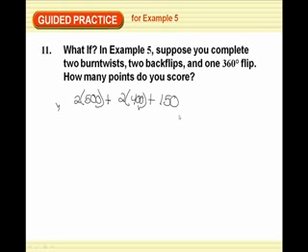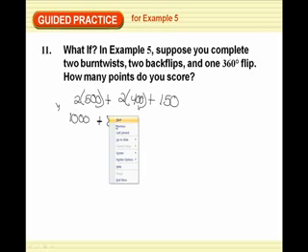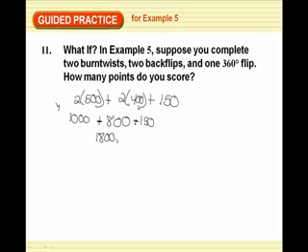top of page 19. So 2 at 500 would be 1,000. 2 at 400 would be 800, just multiplying those numbers. And we don't have to multiply the last one because there was only 1 of them. So that would be 1,800 plus 150 would be 1,950 points. And I'd put a label on it since it is a story problem. And we got it right.